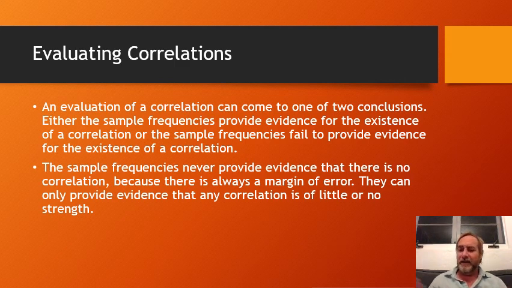I guess you will always have more than one, if you're talking about a correlation. So the sample frequencies never provide evidence that there is no correlation. And this is because there's always a margin of error. Recall that no correlation means that the proportions of the two variables in the population are exactly the same, and with a margin of error, you can never know that. You can never know that they're exactly the same. There's always the possibility that they're different.